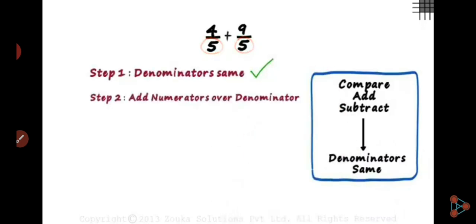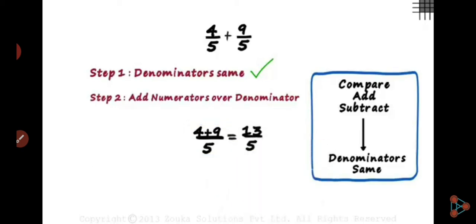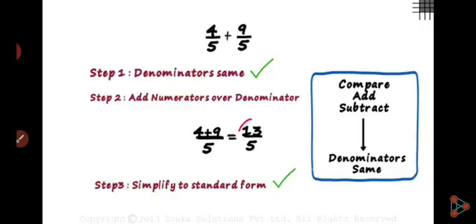In the second step, we just add the numerators over the denominator. The numerators are 4 and 9, and the denominator is 5. The sum will therefore equal 4 plus 9 divided by 5, which is 13 by 5. Many students tend to forget the third step, which is to simplify the answer to its standard form. Can this number be reduced further? No, 13 by 5 is already in its standard form, and that makes it our final answer.